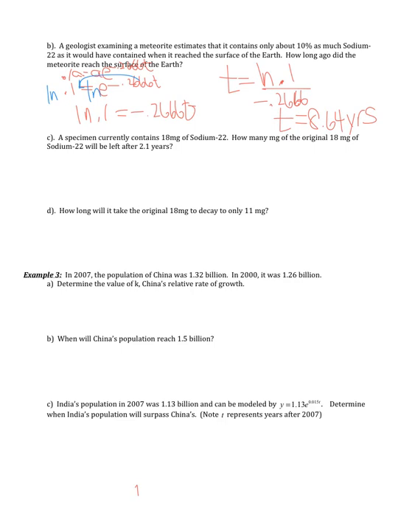Part C, a specimen contains 18 milligrams of sodium-22. How many milligrams of the original 18 will be left after 2.1 years? So this is just going to be an evaluating problem. I want to know what f of 2.1 is. So 18 times e to the negative 0.2666 times 2.1. And that's as clean as you need to get it. You can go right to the calculator from there. To 2 decimals, we'll get 10.28 milligrams.